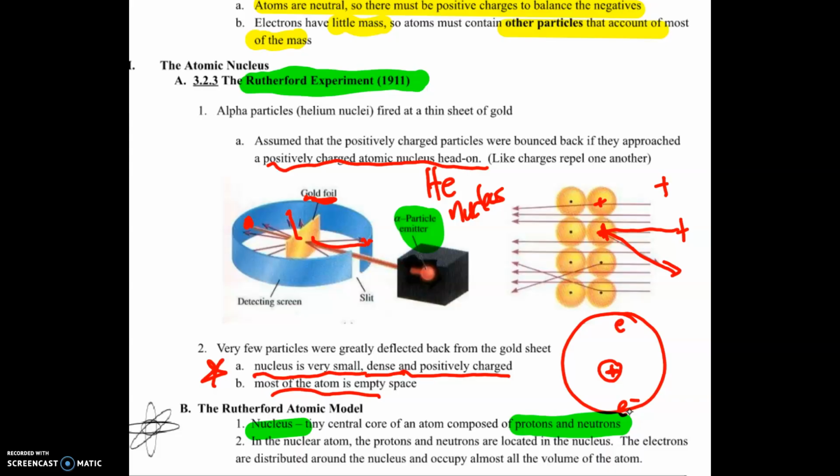So in the nuclear atom, protons and neutrons are located in the nucleus. The electrons are distributed around the nucleus and occupy almost all of the volume of the atom. Rutherford, with his model, couldn't figure out exactly where the electrons were. But don't worry, his student Bohr would come along later. We'll see this in chapter 4 and actually describe electron orbitals and how all of that worked.